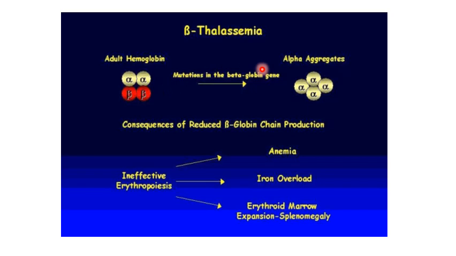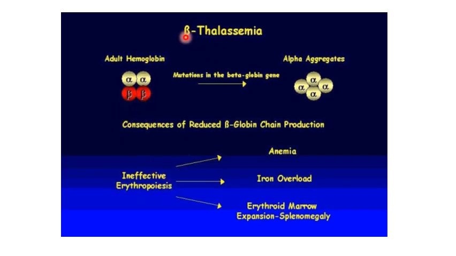This is beta thalassemia. This is adult hemoglobin. When there is a mutation in the beta globin, we have alpha aggregates. The consequence of reduced beta globin chain production, if it is in both of them, will lead to thalassemia major. If only one of them, it leads to the development of thalassemia trait or thalassemia minor, which is very common in our community.